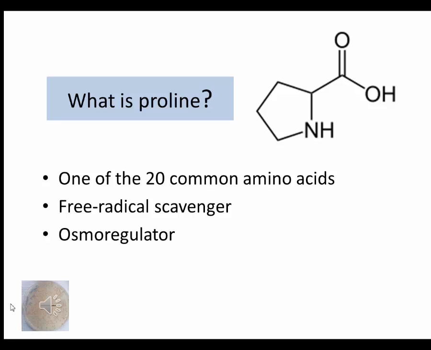Proline disrupts alpha and beta helices and secondary protein structures because of its cyclical shape. It's a free radical scavenger. And finally, proline is an osmoregulator, which increases a cell's ability to withstand extremes of temperature and desiccation. As an osmoprotectant, proline is used in many pharmaceutical and biotechnology applications.